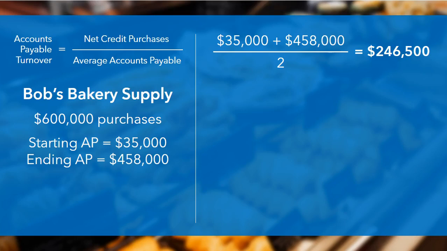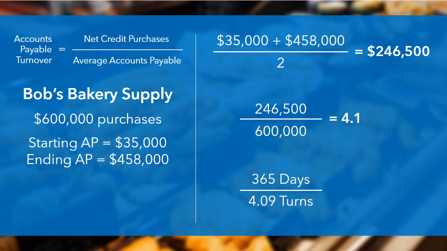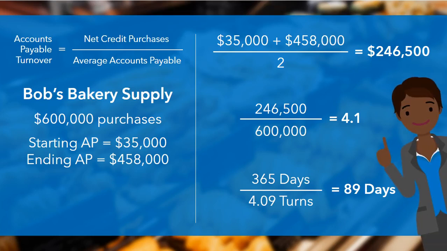Based on this formula, Bob's turnover ratio is 4.1. If we divide 365 days in the year by this number, we get 89.02. This means that Bob pays his vendors back on average once every 3 months. This isn't a high turnover ratio. Maybe you think Bob should pay vendors back more quickly. But the ratio should always be compared to similar companies in Bob's industry. Generally speaking, a high AP ratio indicates that you satisfy your accounts payable obligations quickly.